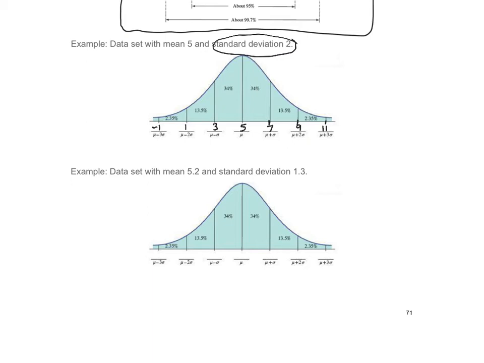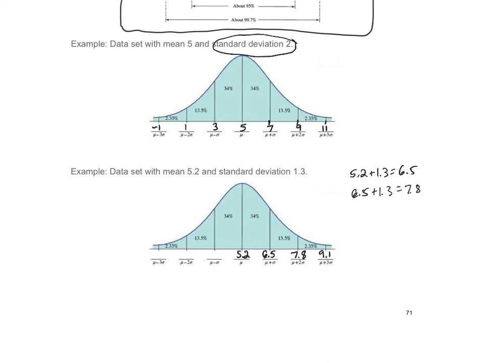Let's do that again. Suppose the mean is 5.2. That will always go right in the middle of the bell curve. And now I can go up by the standard deviation, which is 1.3. So when I add 1.3 to 5.2, I get 6.5. And so that's the number that goes right here. And when I go up another 1.3 from 6.5, I get 7.8. And that's the number here. And again, I want to go up by 1.3, and I get 9.1.